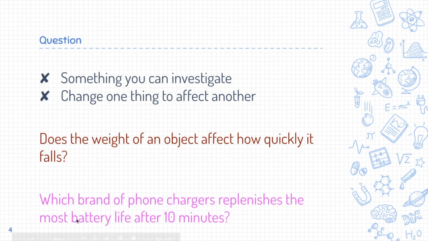Another example could be, which brand of phone chargers replenishes the most battery life after 10 minutes? So I'm changing the brand of phone chargers to see if it's affecting how quickly it'll charge after 10 minutes. You're changing one thing to see how it affects another thing.